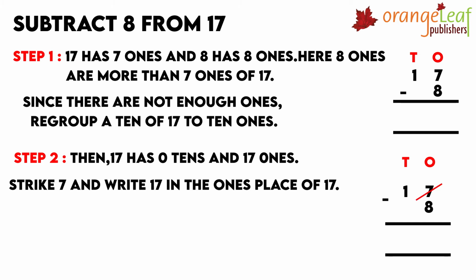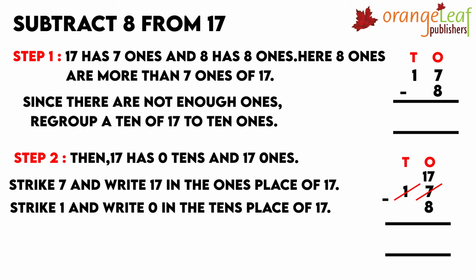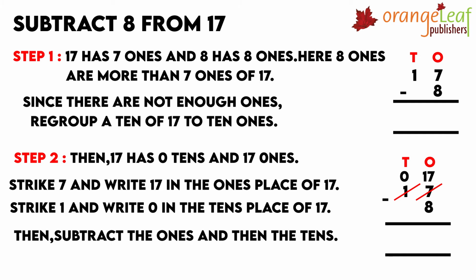Strike 7 and write 17 in the ones place of 17. Now strike 1 and write 0 in the tens place of 17. Lastly, you will subtract the ones and the tens. The answer you will get will be equal to 9.